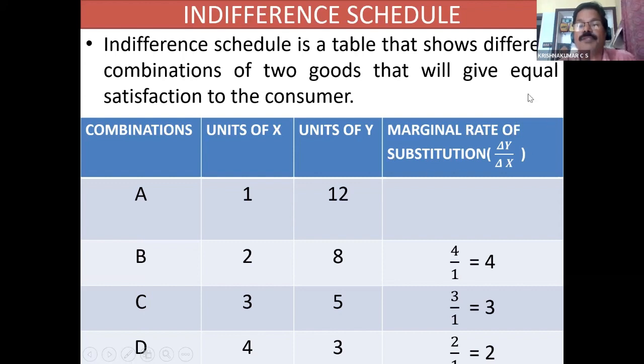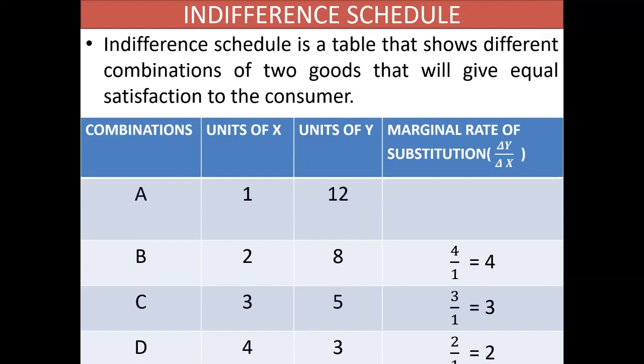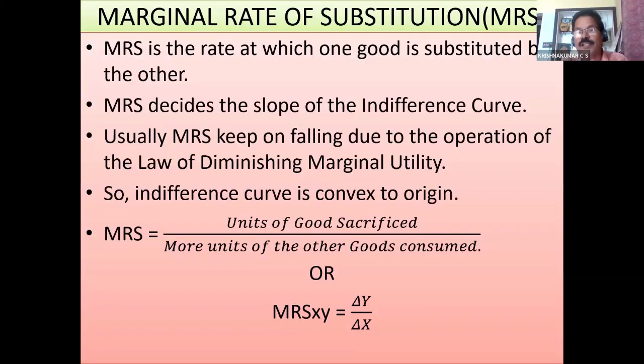Here we have to introduce the concept of marginal rate of substitution. What is this MRS or marginal rate of substitution? What is MRS or marginal rate of substitution, teachers? In order to get one additional unit, how many units does he need to sacrifice? He has to sacrifice. So it is the rate at which one good is substituted by the other.